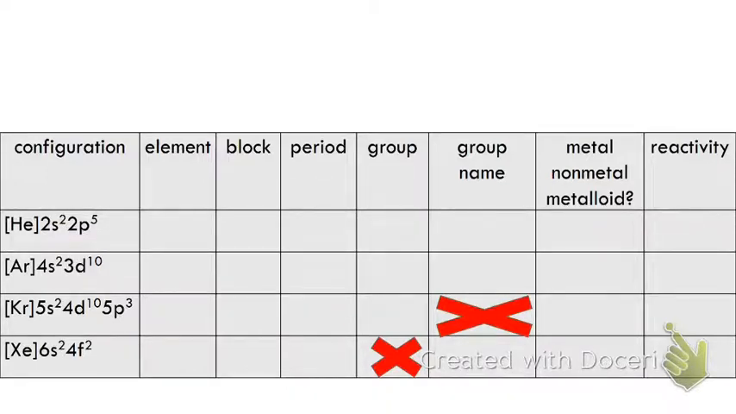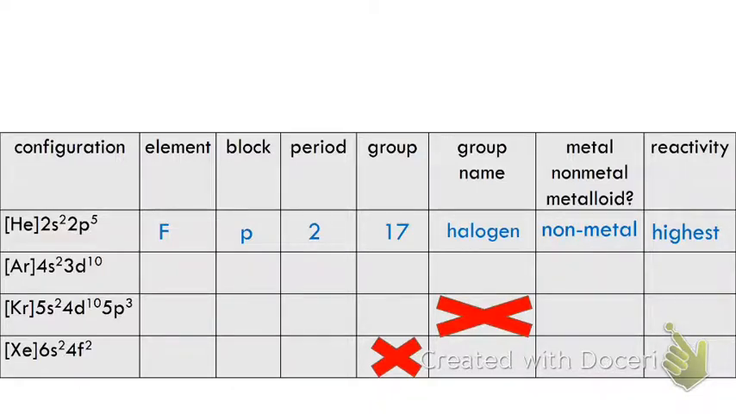So this specific configuration, if I follow it to 2s2, 2p5, is pointing at fluorine. That is in the P block of the periodic table. The period or row is the second row. The group number is group 17, which has a special name of halogens. Those are non-metals over at the right-hand side of the staircase. And all of those halogens have very, very high reactivity, the highest of all of our non-metals.